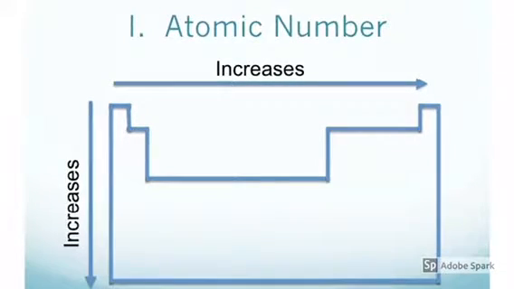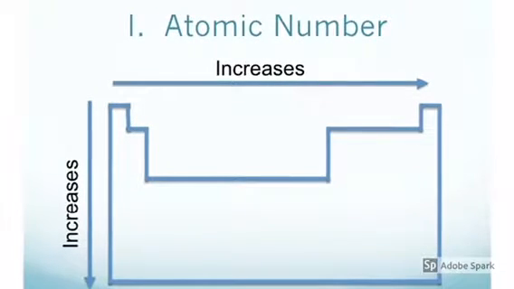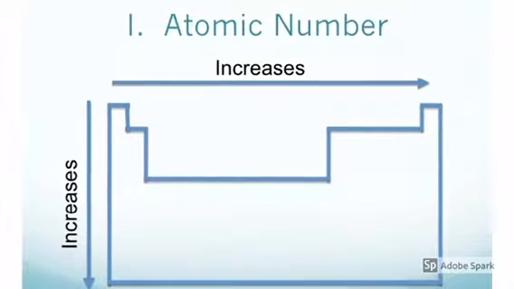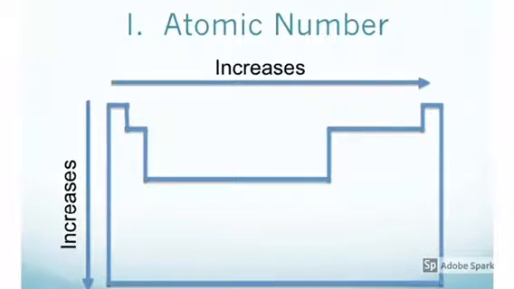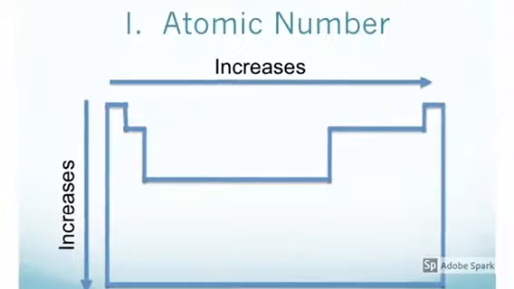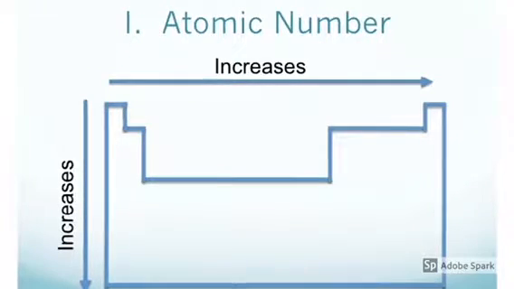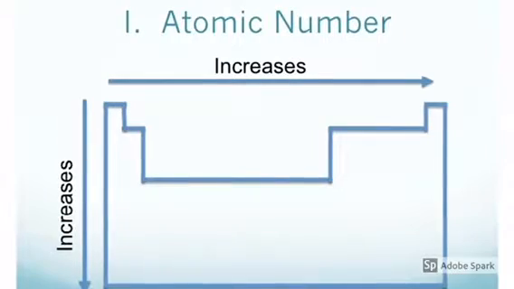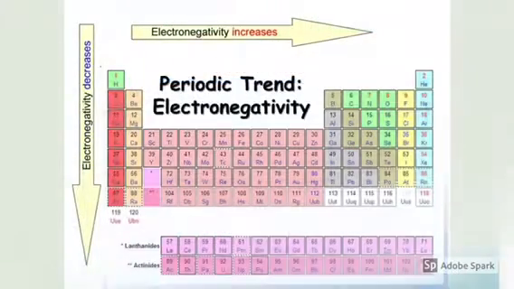Atomic number, this one's probably one of the easiest trends. It increases going left to right and increases going down. This tells you how many protons are in the nucleus and is labeled just going 1, 2, 3, 4, 5, 6, 7. The higher the number, the more protons it has.